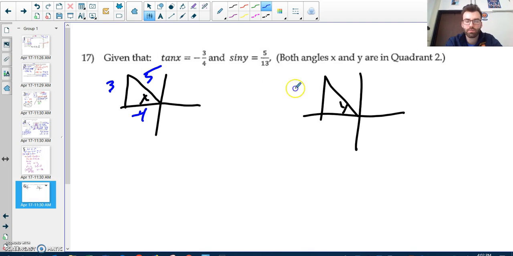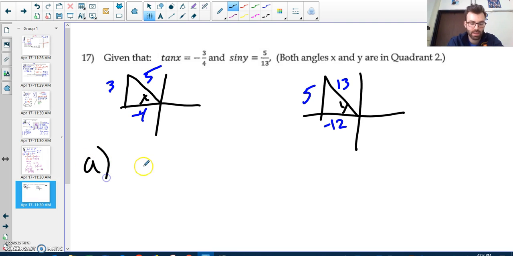Also, here we go, sine of y. Sine is opposite over hypotenuse. Another triple, 5, 12, 13. But this is my x-axis, and the x-axis is negative over here. So that must be a negative 12.